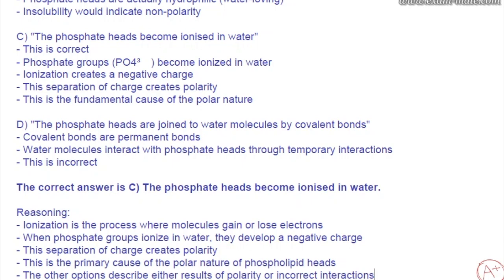The phosphate heads become ionized in water. Reasoning. Ionization is the process where molecules gain or lose electrons. When phosphate groups ionize in water, they develop a negative charge. This separation of charge creates polarity. This is the primary cause of the polar nature of phospholipid heads. The other options describe either results of polarity or incorrect interactions.